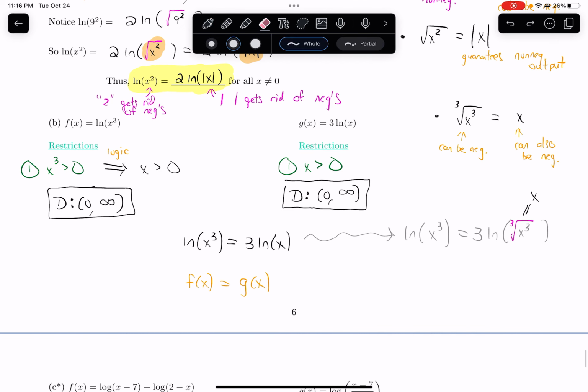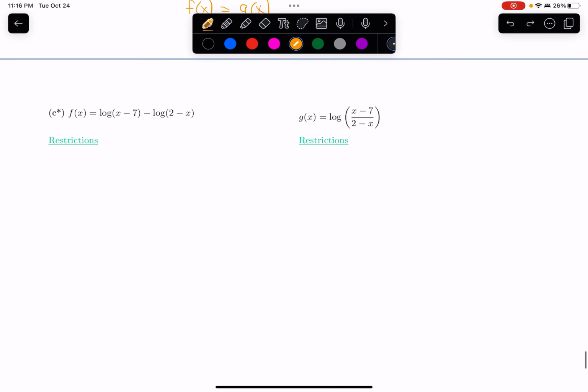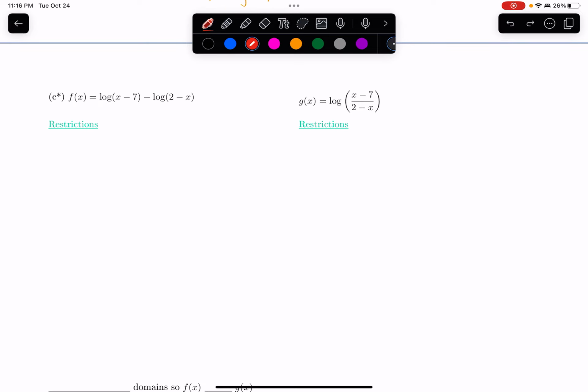All right. So what I want to do is take a look at one more example here. This is on the next page. First, I want to give you an opportunity to try this. I have these two functions. One is one log minus another log, and then g of x is just one big log function.